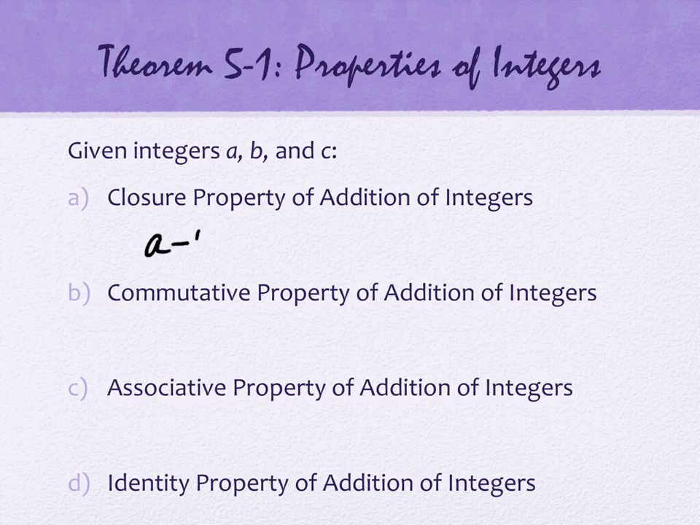A plus B. It tells me A, B, and C are integers up here, by the way. A plus B is a unique integer. We don't usually focus on the unique part, but of course that's a helpful piece of information. It is a true statement. It is unique. We only get one answer.